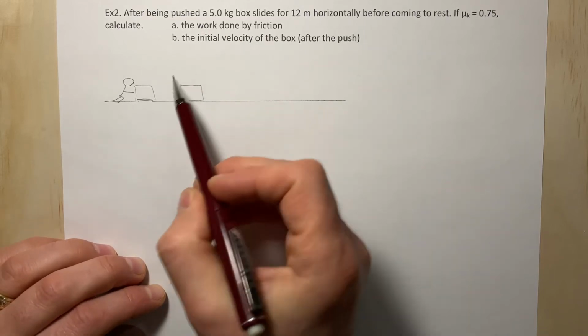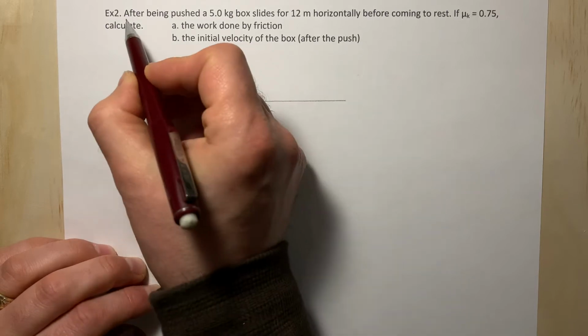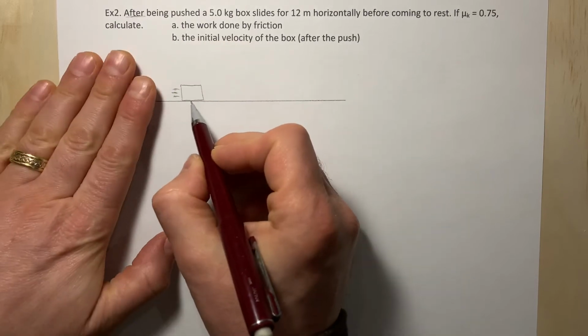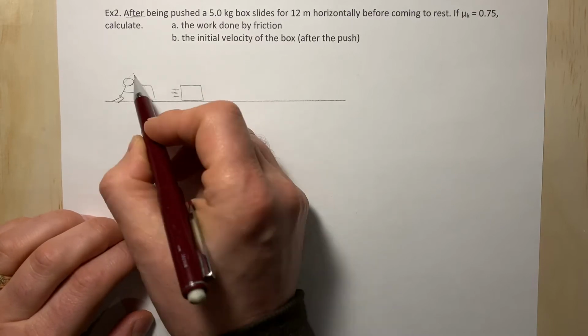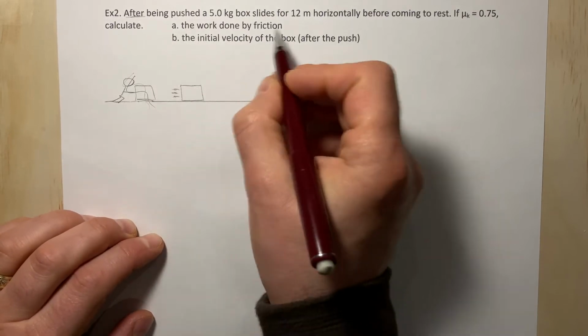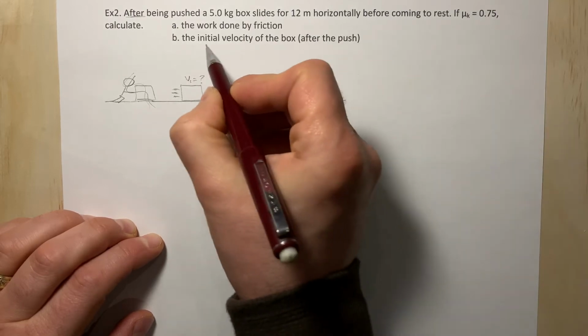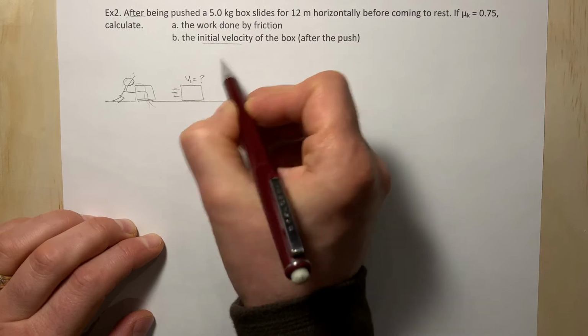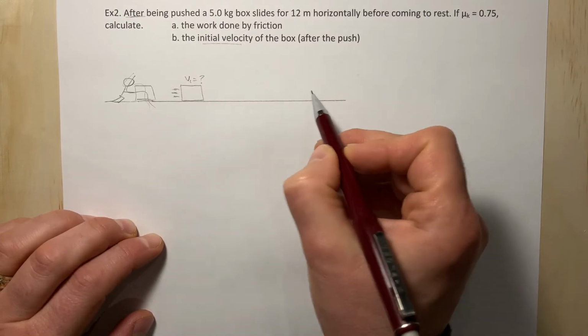This video has a box that has already been pushed. So when we start this question, this is after the push. The push has already happened, forget about that. The box is already in motion. The question is asking us for what is this V1? Well, part B is asking, what's that initial velocity? We're also going to find out how much work was done by friction in slowing it down.